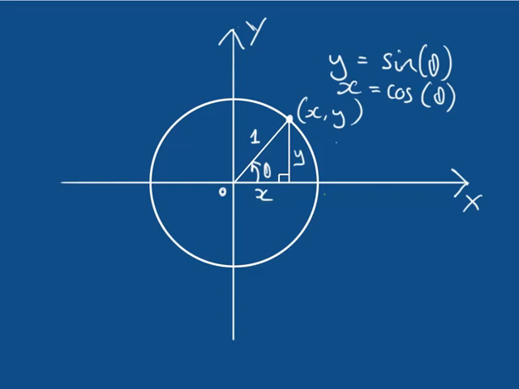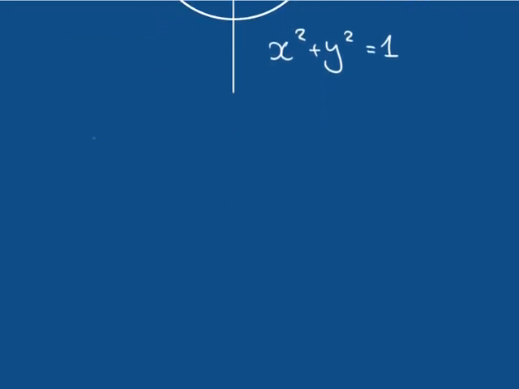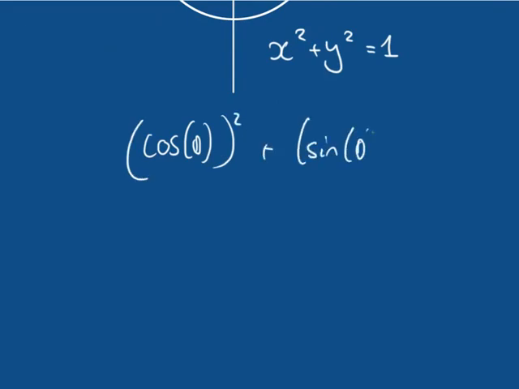Now we can apply Pythagoras' theorem to this right-angled triangle, and that tells us that x squared plus y squared is equal to 1 squared. And of course we know that 1 squared, since 1 is just a number, we can evaluate 1 squared, and that gives us the value 1. So we know that x squared plus y squared is equal to 1. But we also know that x is equal to the cosine of theta and y is equal to the sine of theta. So we can place those into our equation, and we can see that the cosine of theta all squared plus the sine of theta all squared is equal to a value of 1.